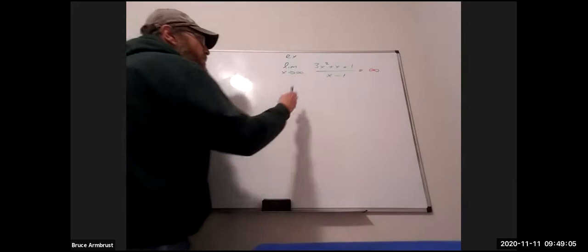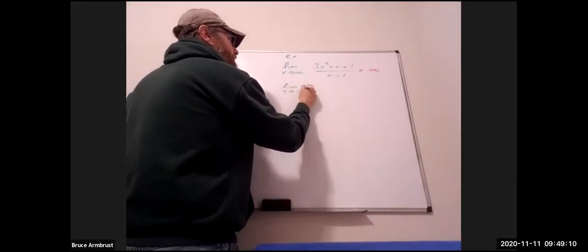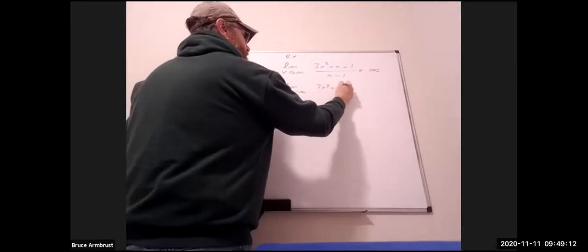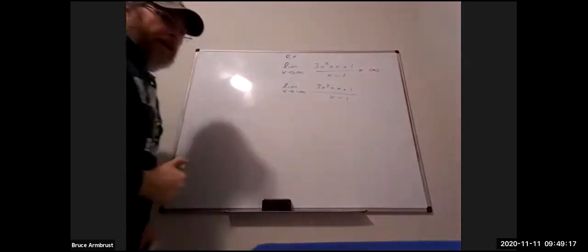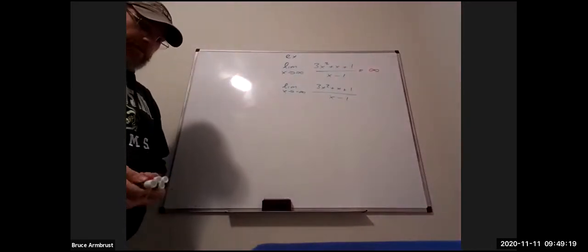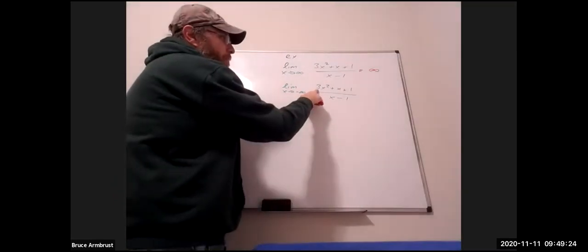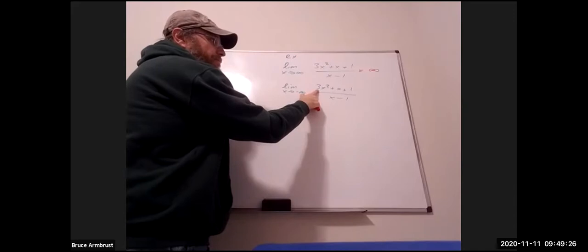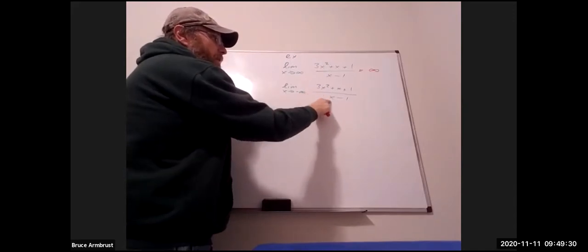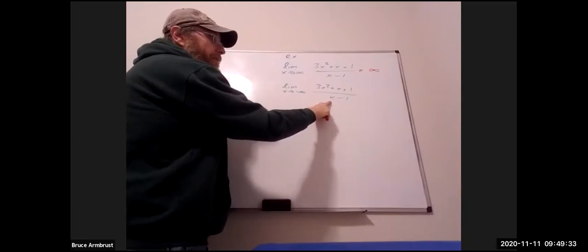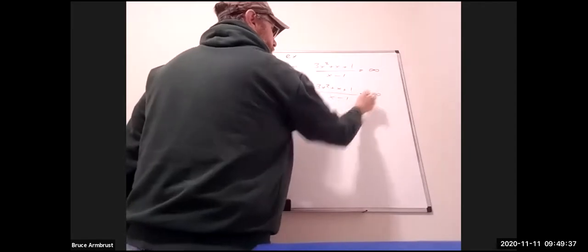If instead we did the limit as x goes to minus infinity of the same function, this time look at the leading terms and think about what their signs are going to be. On top, I'm going to get another positive, because a negative squared is a positive number. On the bottom, I'm going to get a negative, and positive divided by negative is minus infinity.